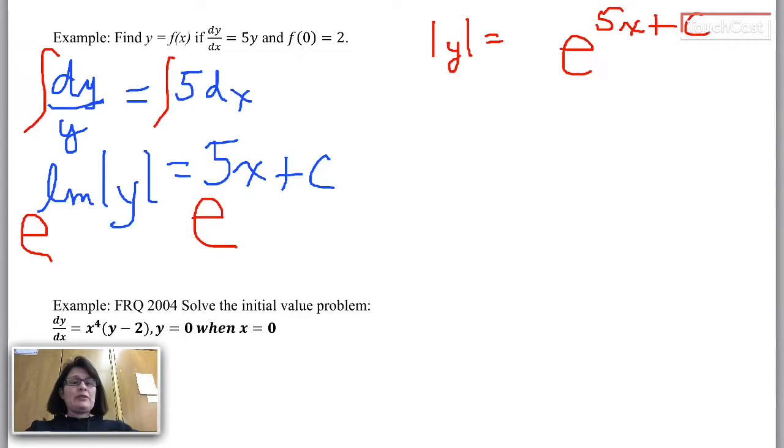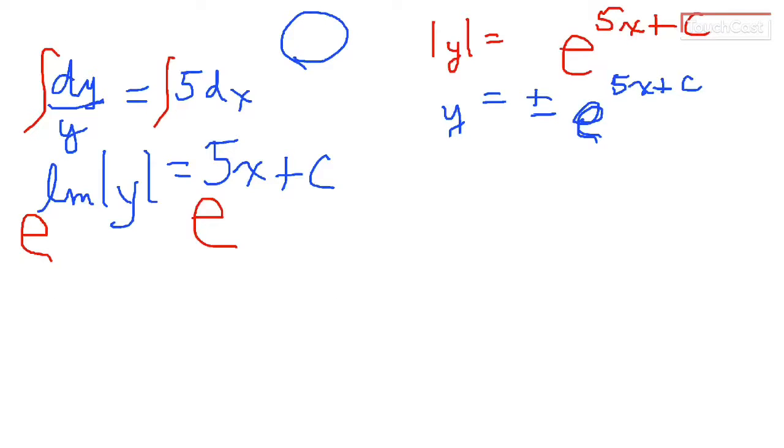At this point, let's get y by itself first. If I need to undo absolute value bars, I can do that as long as I use a plus or minus sign on the other side. So y is going to equal positive or negative e to the 5x plus c.